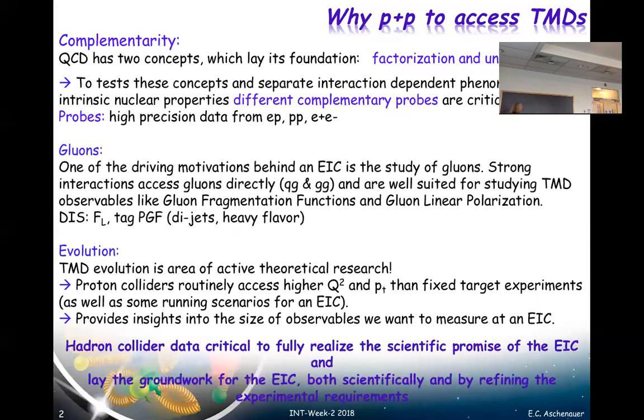So I personally think, and I'm very convinced about this, and if you have heard me talking about RHIC, that hadron collider data is absolutely critical to fully realize the scientific promise of an EIC. It will lay the groundwork for the EIC, both scientifically because you get the complementary probes, but also because, having this knowledge, you are able to define your experimental requirements properly for what you want to measure at an EIC.